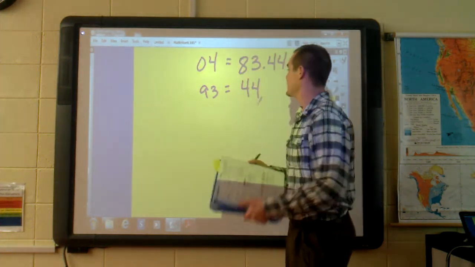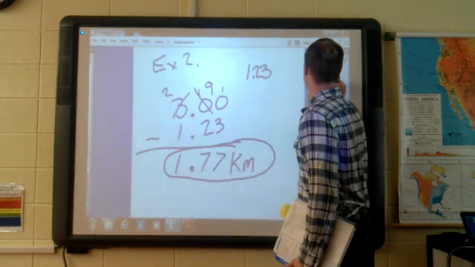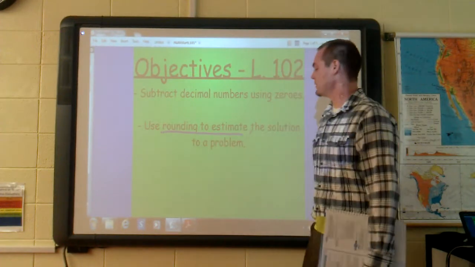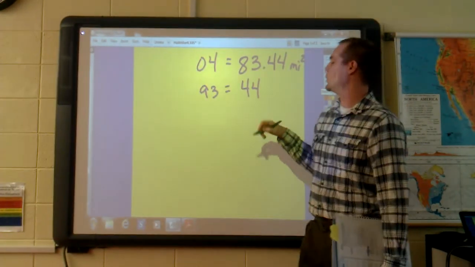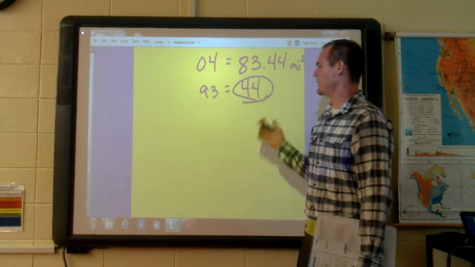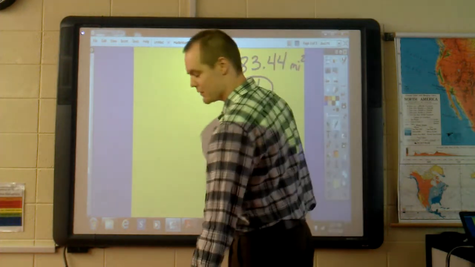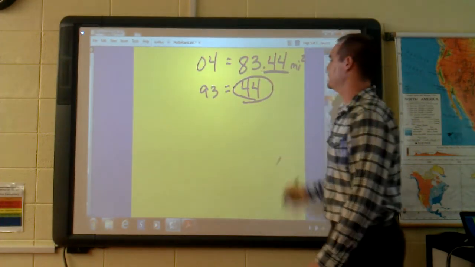All right, I just saw the word about. That means that we're going to use rounding to estimate the solution to a problem. So this is already a pretty nice number. We could round it if we'd like to, but it doesn't really look like they do in the book. Let's round to the nearest one.